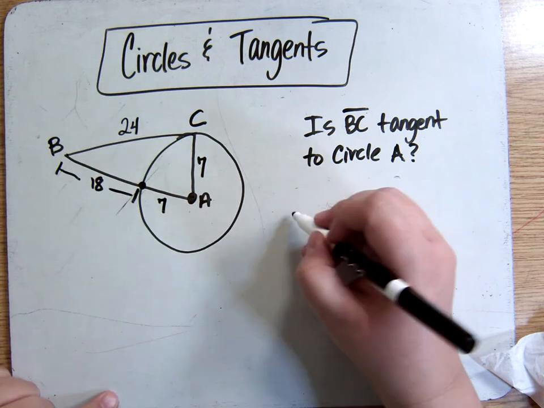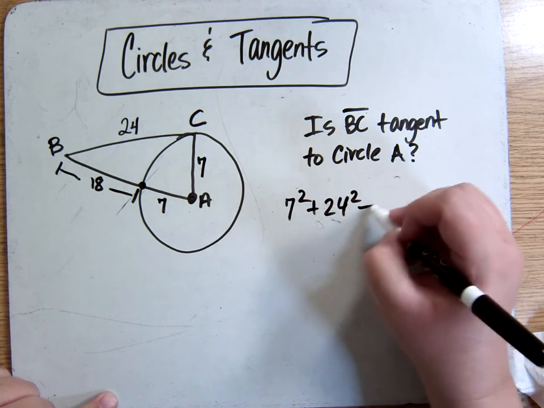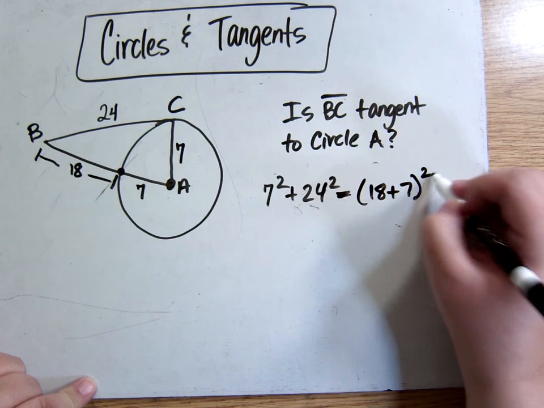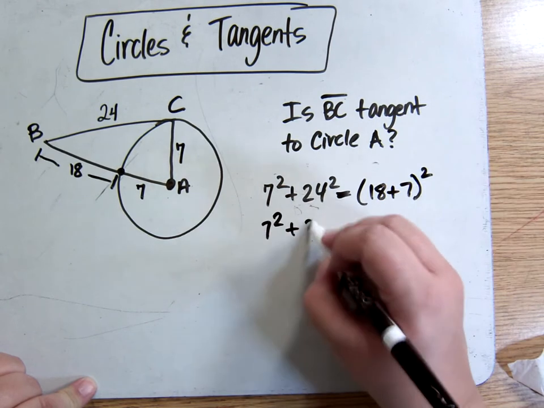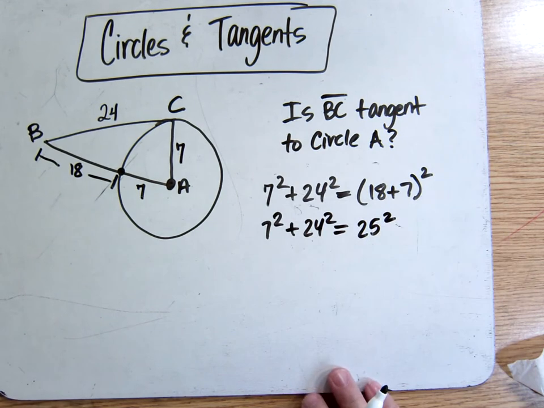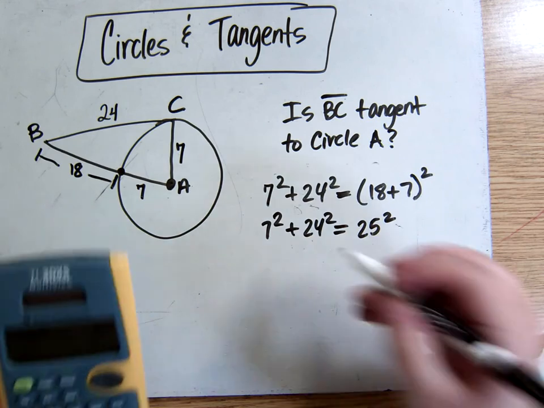So what we're asking is, does 7 squared plus 24 squared equal, and let's see, that's 18 plus 7 squared. 18 plus 7 is 25. And it just so happens that 7, 24, 25 is a Pythagorean triple, meaning 3 whole numbers that fit the Pythagorean theorem.